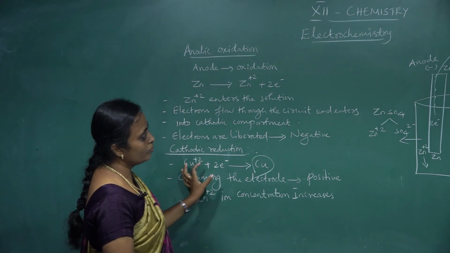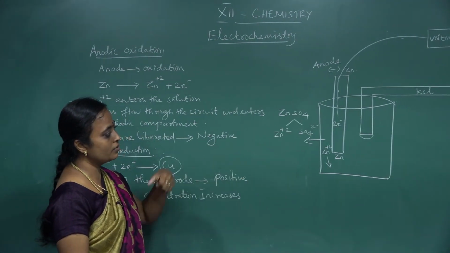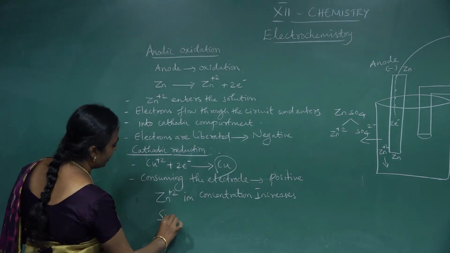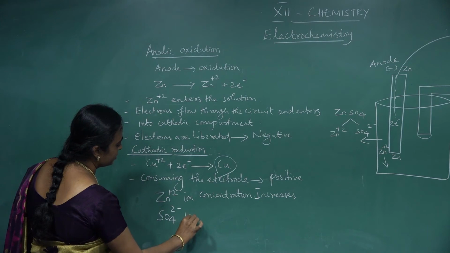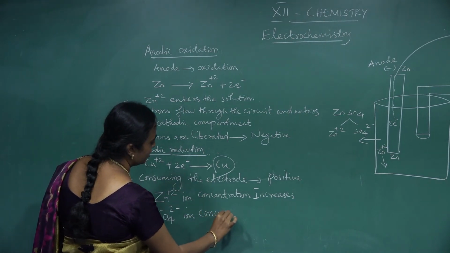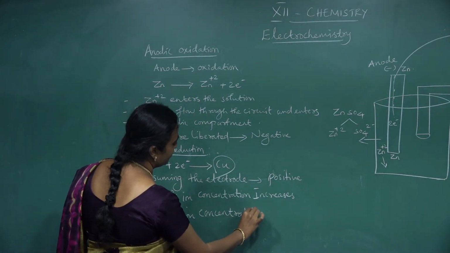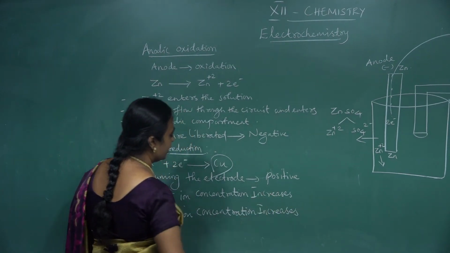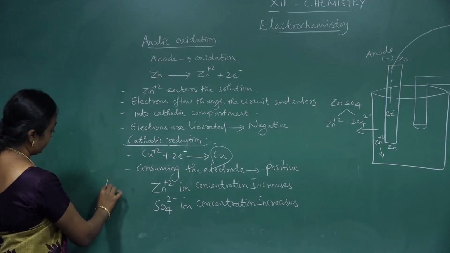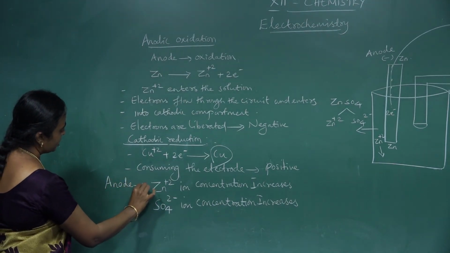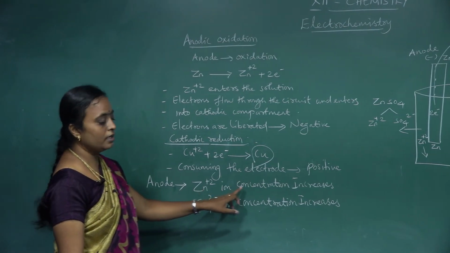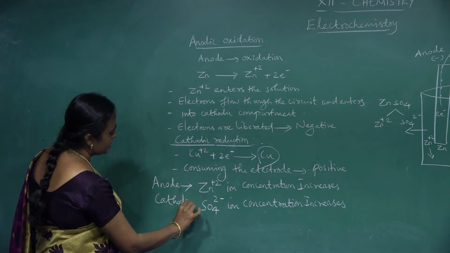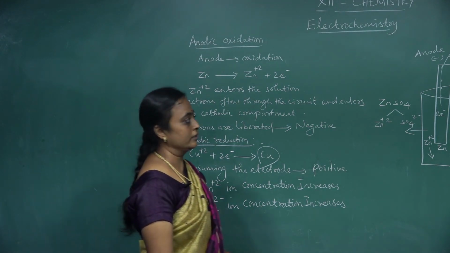And the same way, if you move to the cathodic compartment, it receives the electron. So here the concentration of a sulfate ion will be increased. Concentration of a sulfate ion increases. Okay. So in the anodic compartment, the concentration of a Zn2+ ion increases. In the cathodic compartment, the concentration of a sulfate ion increases.